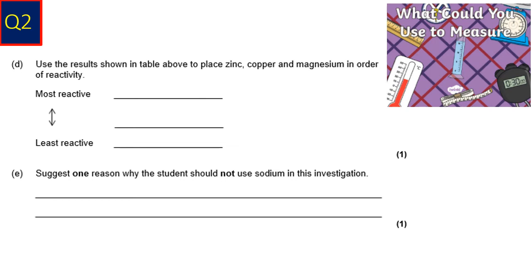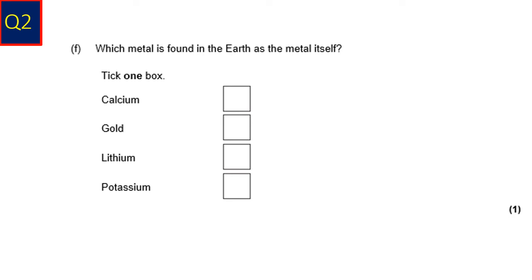For part E, suggest one reason why students should not use sodium in this investigation. So why would it be a bad idea to add sodium to an acid? What do we think might happen? Then, question 2F, which metal is found in the earth as the metal itself? Tick one box, calcium, gold, lithium or potassium. So a metal that is found in the earth by itself will be a really unreactive metal. Which one out of those four is really unreactive?